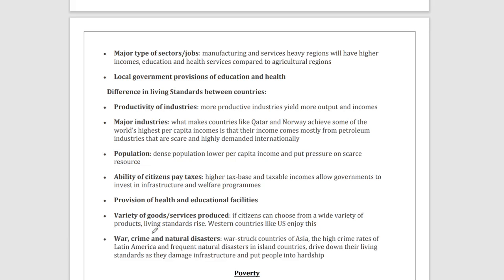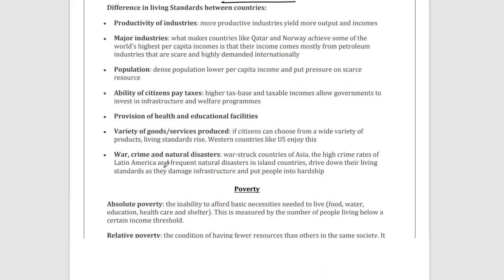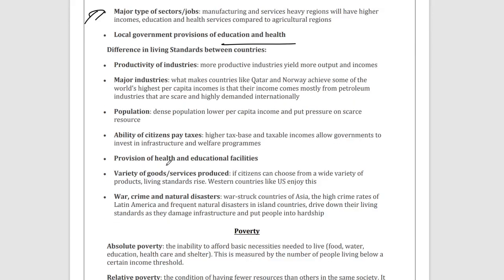The next one is that major types of sectors and jobs can be different from place to place. One country can be into agricultural stuff, another country can be into something else. It can be different, hence can have different incomes. Countries in Africa, for example, might have low income compared to countries elsewhere, maybe because the government can't actually provide for them, unlike some other countries. So that can also determine living standards to fall or to differ. Local government provision of education and health: the government might not be that strong, hence maybe the living standards fall.